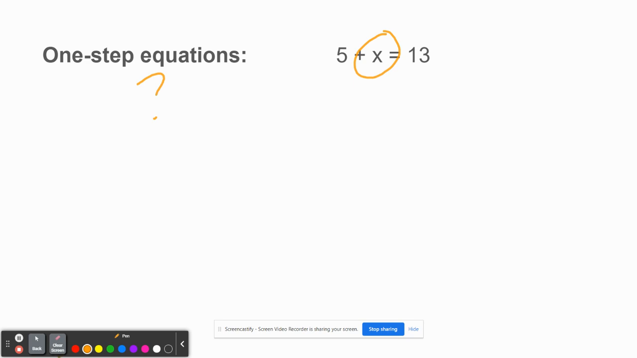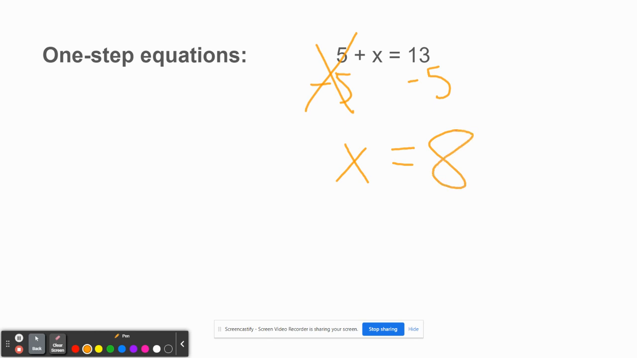We want to isolate the variable as best as we can. Here, we have an addition problem, so we need to do the opposite to solve. I'm going to subtract 5 from both sides of the equal sign. 5 minus 5 is 0. We're left with x equals 13 minus 5, which is 8. In one step, we were able to solve for x.